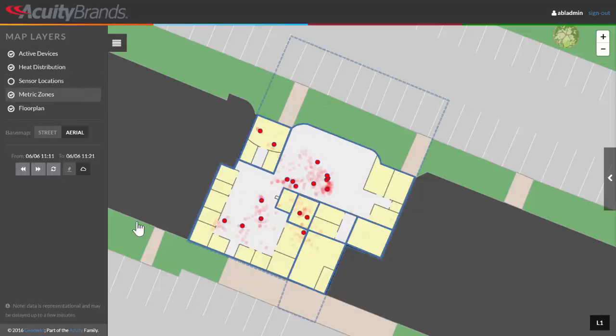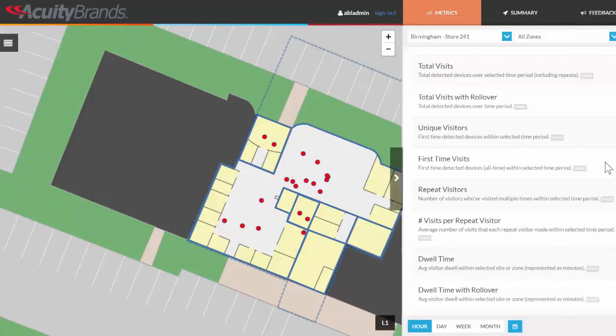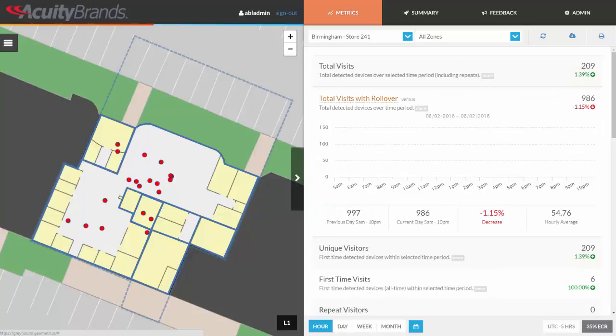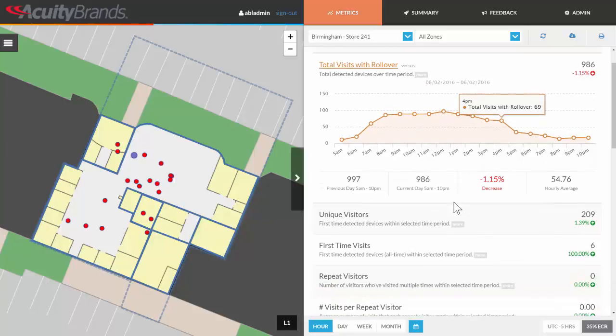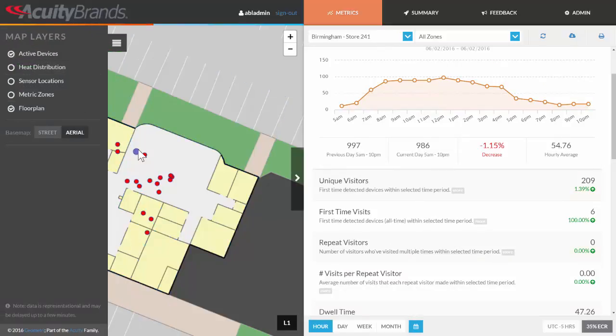I'm going to switch over to click on zones. So the blue areas are areas that we want to measure, how people flow into them, how often they come back, and this is the power of the system, being able to measure that. On the right side here is a list of the 20 different analytics out of the box. I can take a look at total visits. You can see hourly here. On average, it's about 70 to 80 devices or people within the store, and you can see we're down about 1% decrease over this time yesterday.